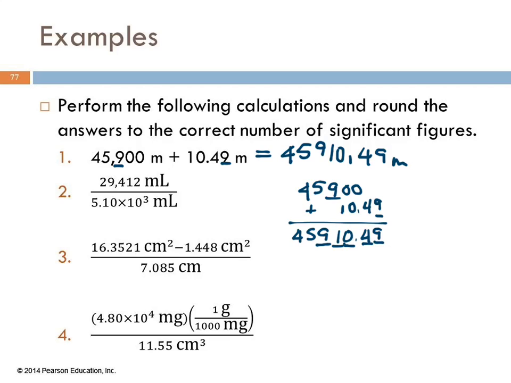There's different ways to think about the adding-subtracting rule. Really, it comes to which one has the greatest uncertainty. The uncertainty in the highest decimal place. This is uncertainty in the hundreds. This is known to the nearest 100 meters. This is known to the nearest 100th meter, 1 over 100. This error is much bigger, the uncertainty. In fact, when we add 10.49 meters to 45,900 meters, it doesn't even make a difference, because it was already an estimate of plus or minus 100 meters. What difference does 10 meters make?